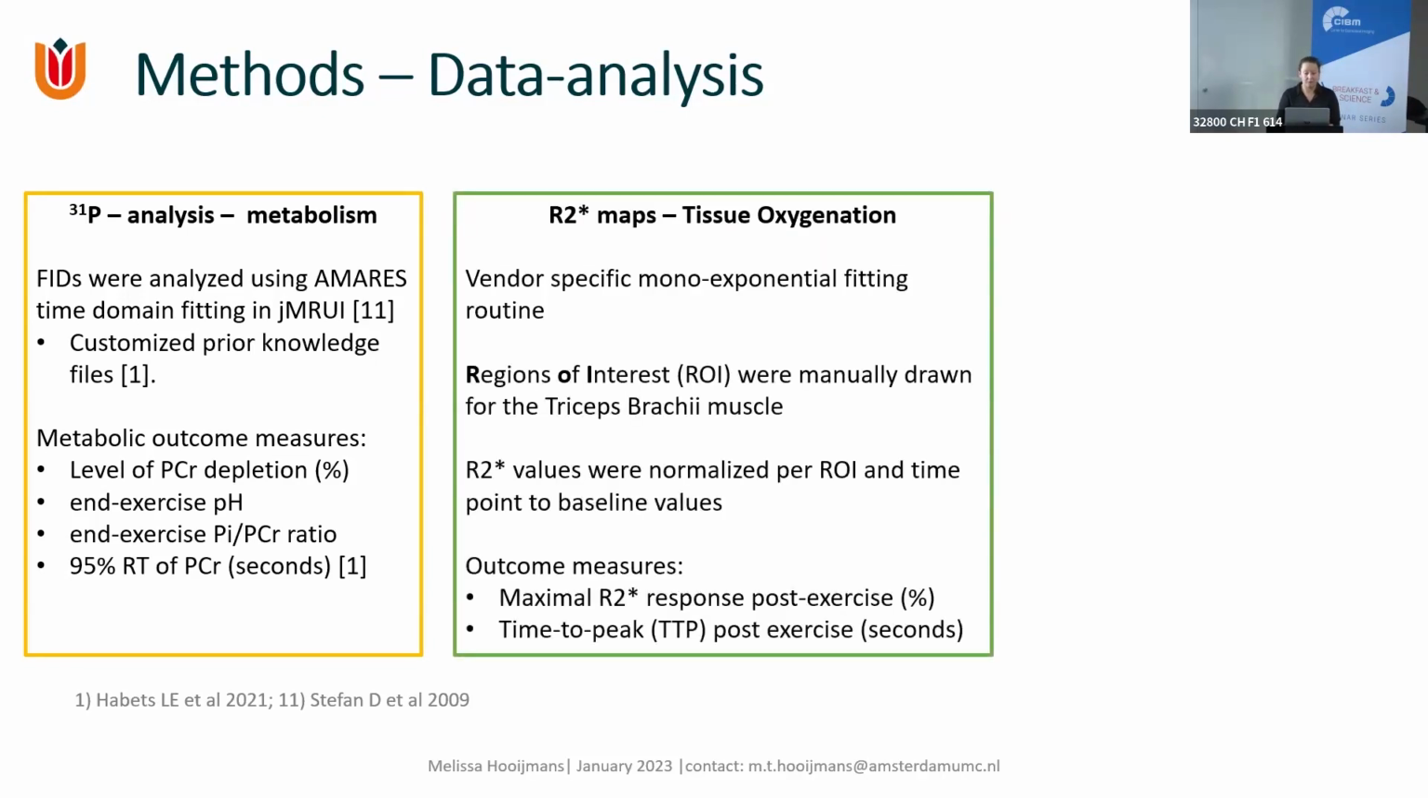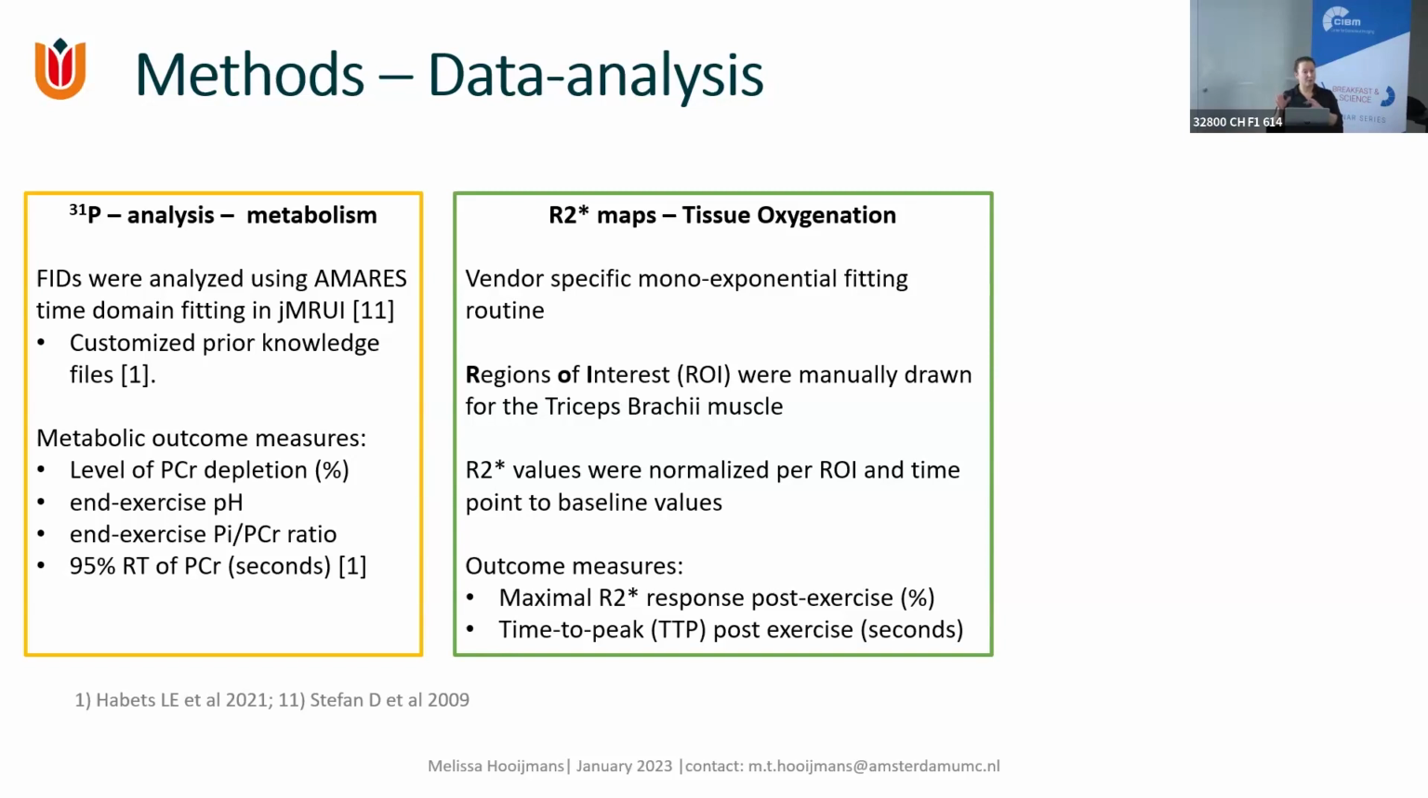And for the level of tissue oxygenation, we evaluated the T2* acquisition, and we created R2* maps using a vendor-specific mono-exponential fitting routine. Then we drew regions of interest for the muscle we were interested in, which was the muscle on the backside of the upper arm.